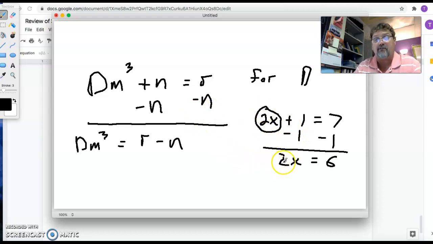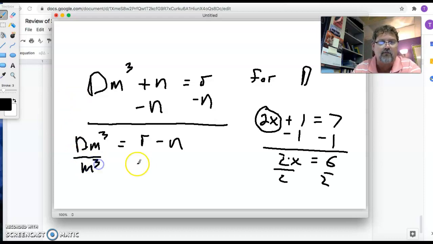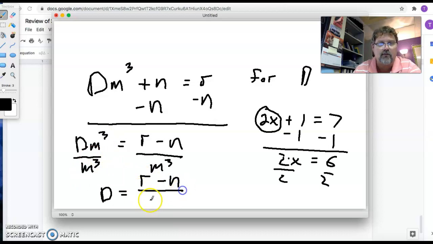Now, in solving this, our final step would be, we know that's multiplication, we would divide. Right? That's how we would do it. Well, why not divide here? I don't know what m cubed is. It's some value, but there's no reason we can't divide by m cubed. There's no rule saying, hey, if it's an m, we can't divide anymore. There are no rules like that. It's a real number, so we're just going to divide by m cubed. Right? And now we'll have d equals, now he's alone, he's isolated, they're going to cancel, r minus n over m cubed.